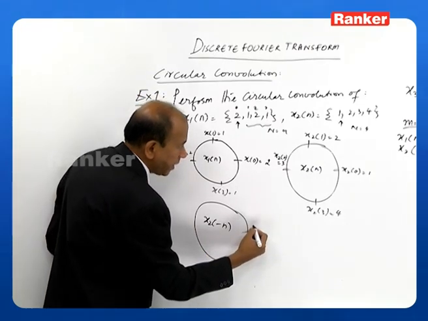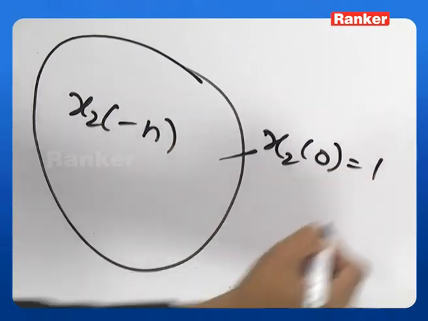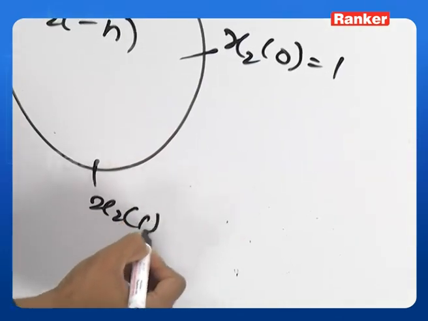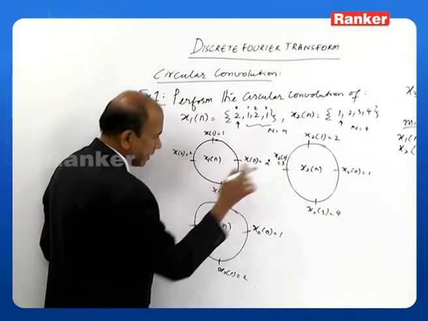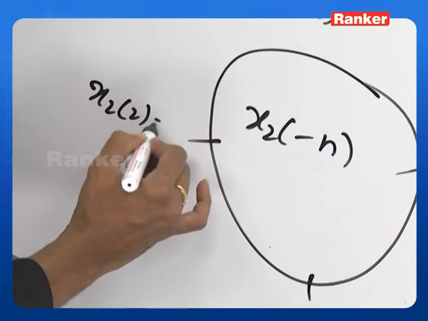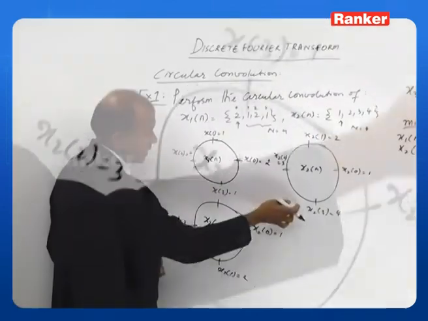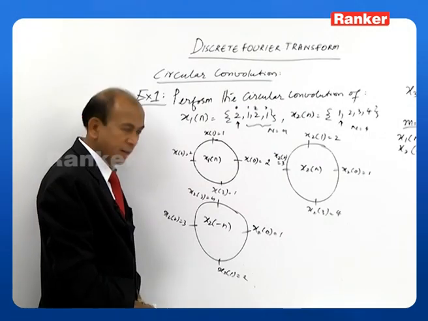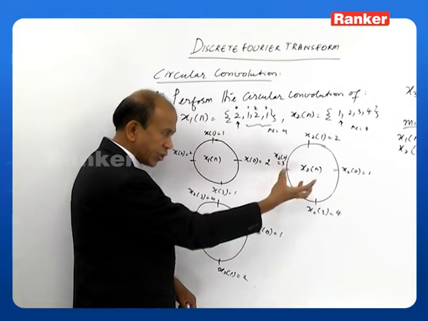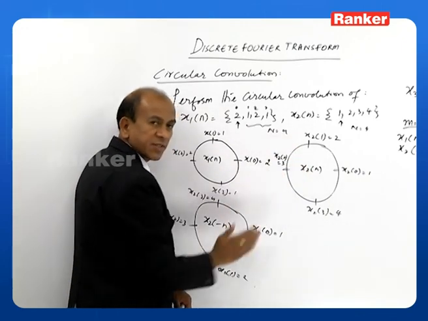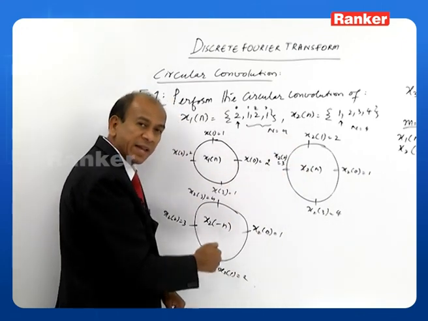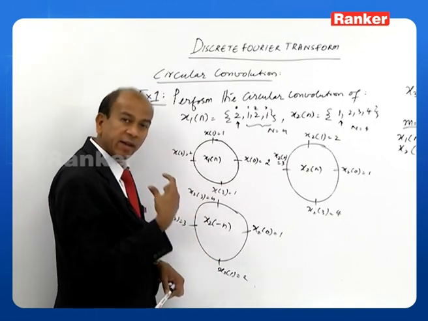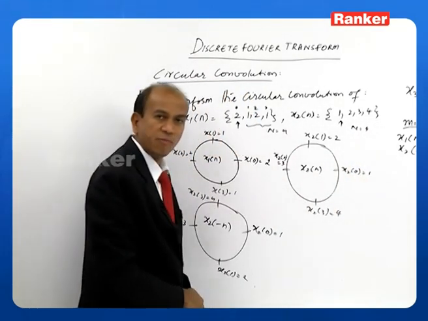So this is my x2 of 0, equal to 1 here. Whereas this will now be x2 of 1, equal to 2, followed by x2 of 2, equal to 3 here, and then x2 of 3, equal to 4. Clear? So what have we done here? This x2 of minus n, which was in the anti-clockwise direction, I made it clockwise. Now we have to get the product of x1 of n and x2 of minus n.